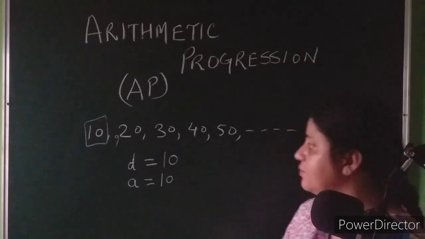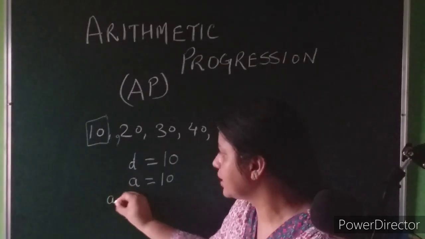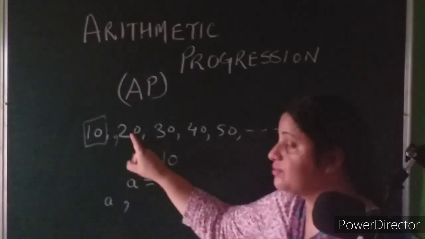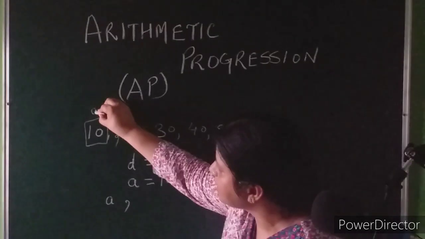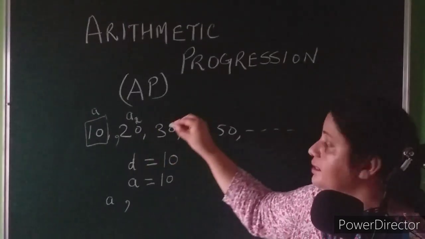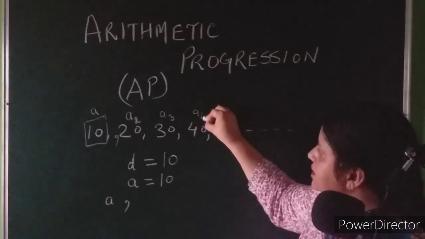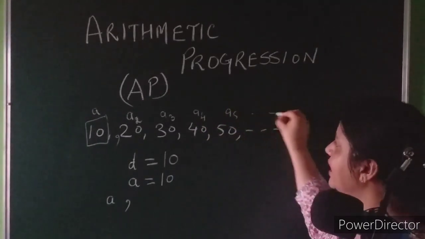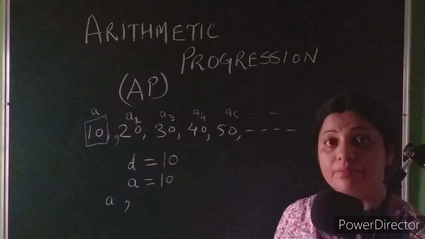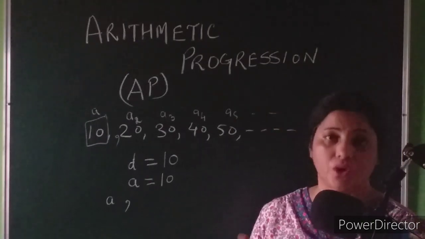Now, I want to tell you that if I write the first term as A, how do I get the second term? This is A, this is A2, because it is the second term. This is the third term, A3. This is the fourth term, A4, and the fifth term A5, and so on. What is the meaning of the dashes? It means the sequence is continuing and continuing, it is not stopping.